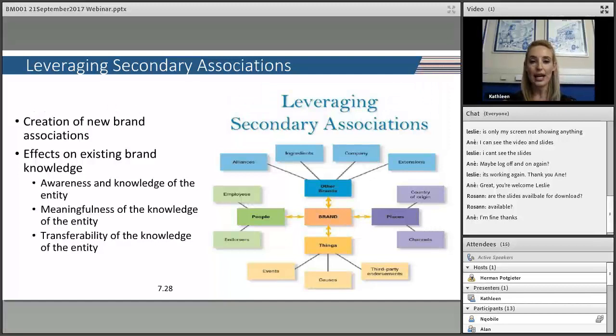Basically, when we look at leveraging, we are looking at secondary associations, which is where you borrow perception from a secondary item and you attach it to your brand to help you build equity for your particular brand. Now, your outcomes for this section are all focused on leveraging. They are to outline the 8 main ways to leverage your secondary associations, which are summarized in the diagram that you can see on the slide now.